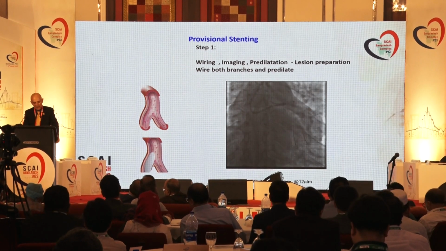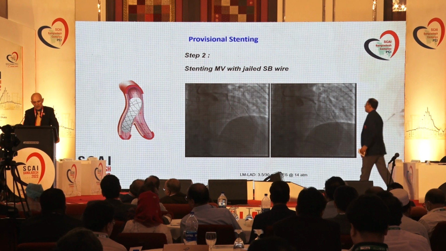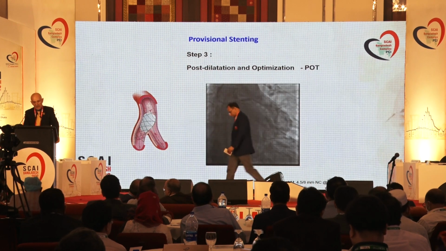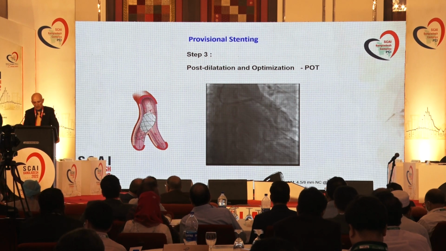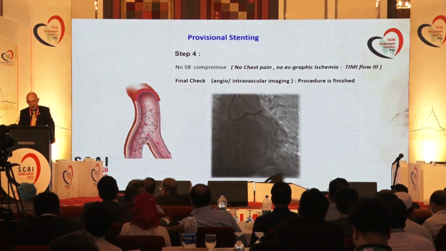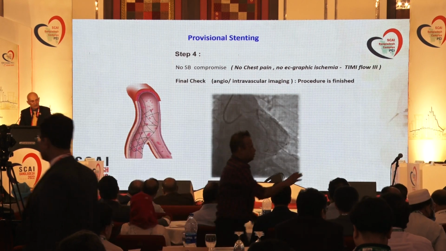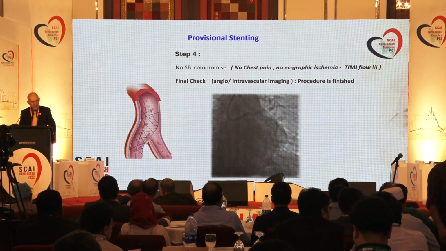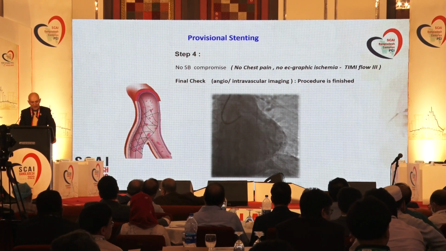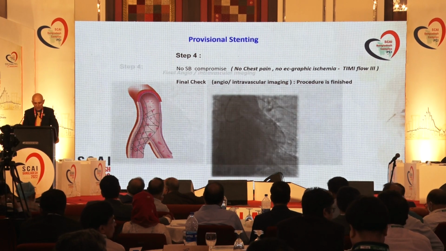Dilation, lesion preparation, and wiring. Then main vessel stenting with jail wire and side branch. Then that means post-dilatation optimization of the proximal part of the stent. And then fourth, if you do not have any compromise of the side branch, no chest pain, no ECG change, and TIMI free flow on the side branch, I think you do not do anything, no need for bailout.